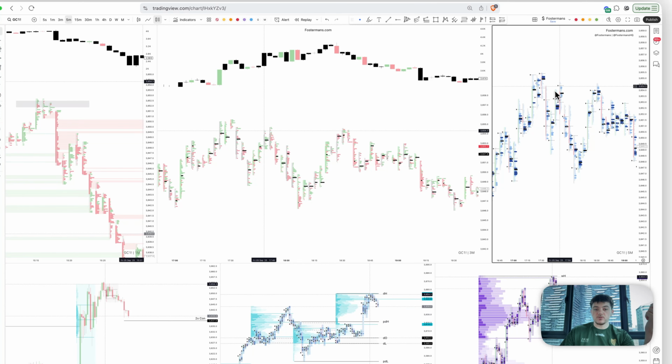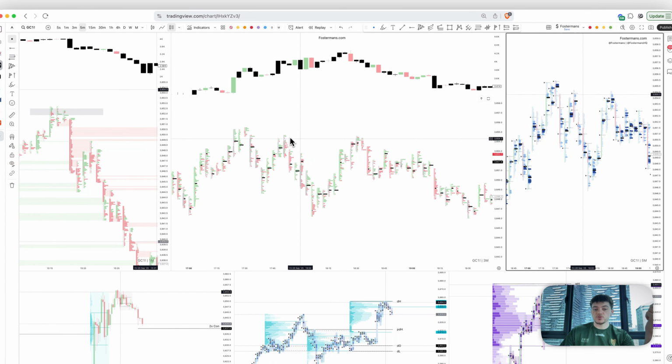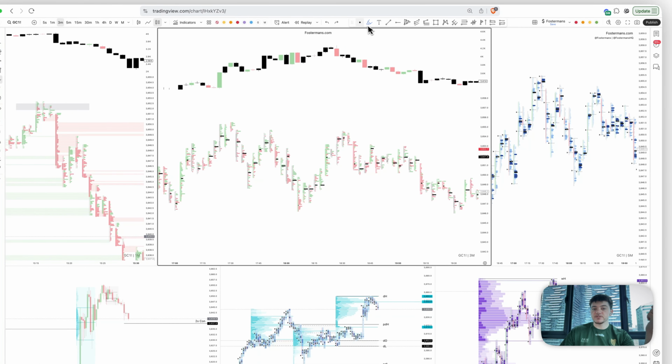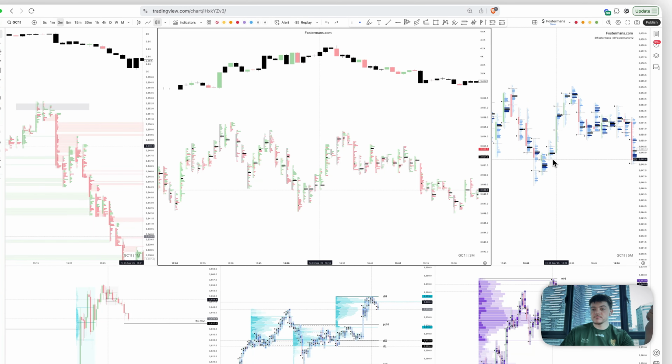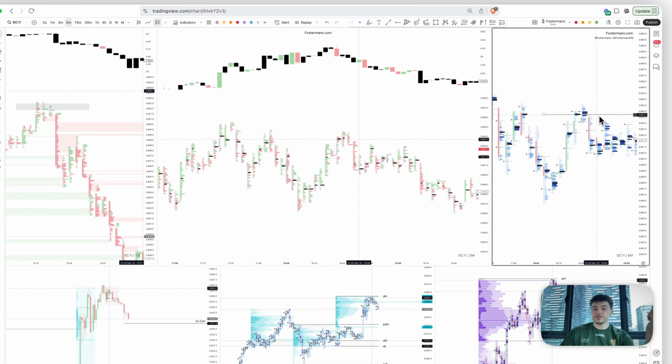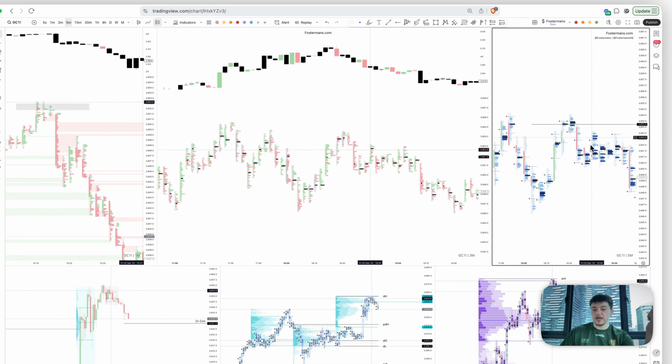If I go into here, you could start looking for shorts around here, to be honest, because you're seeing this absorption happening. You're seeing buyers stepping in, not getting rewarded. And then if I go over to this chart right over here, you could see this point of control got really nicely tapped, and then we started moving away. So you could probably enter the short around here.